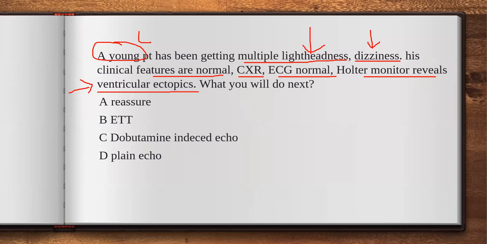But this patient is a young patient, and the others are all normal. ECG, X-ray, clinical features, everything normal. We can just reassure them. But the same patient, if elderly or middle-aged, we would do a plain echo. Clear?